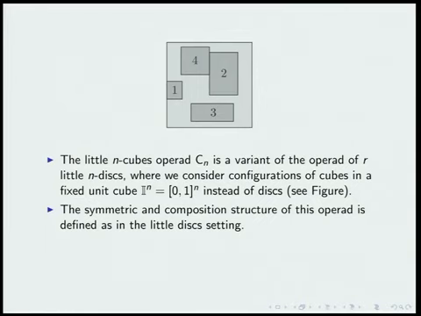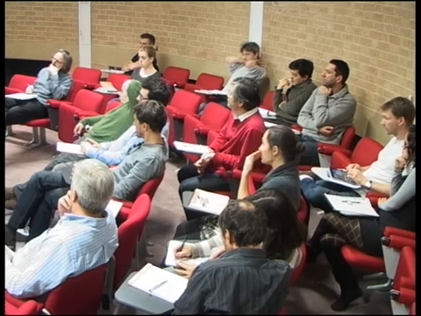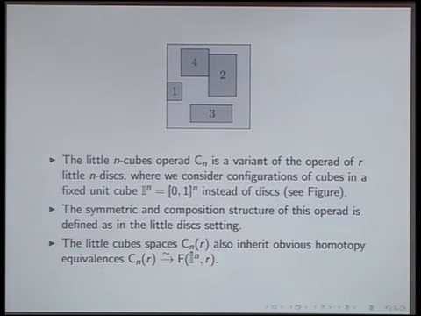So these are two similar operads. So the cubes have to be straight. Yeah, exactly. The boundaries of the cubes have to be parallel to the boundaries of an ambient cube. So that's the point. And you also have an equivalence between this space, each little cube space, and the space of configurations of points in the interior of a big ambient cube. So these are two models.